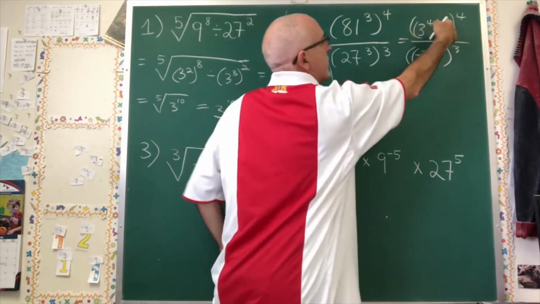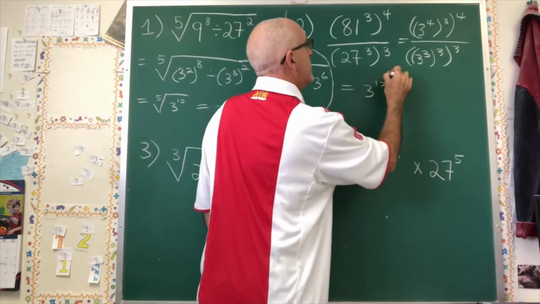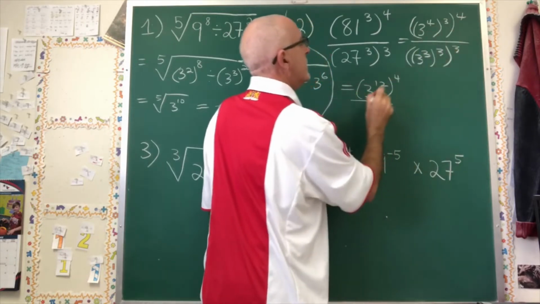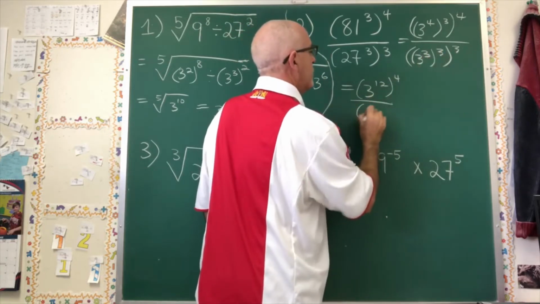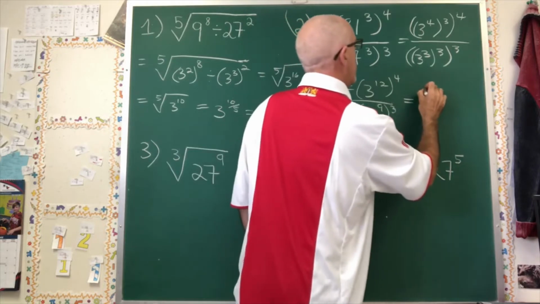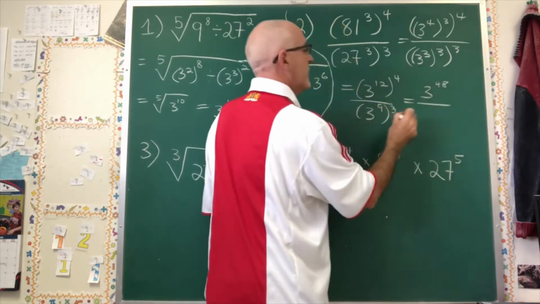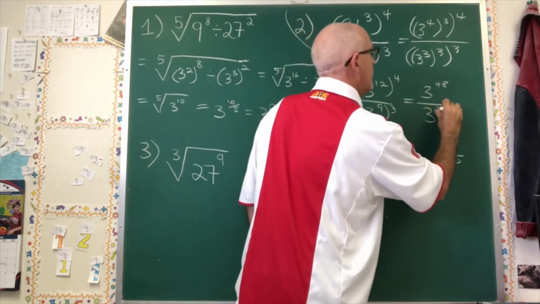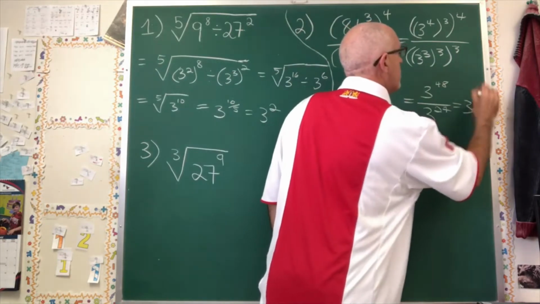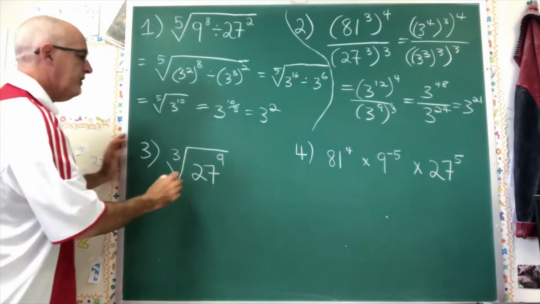Now we have 3 to the 4 to the 3. Power to a power, I multiply, so I have 3 to the 12, which is still being brought to the power 4, over 3 to the 3 to the 3, which is 3 to the 9. Still to the power of 3. Now we have 3 to the 12 times 4, which is 48, over 3 to the 9 times 3, which is 27. I'm dividing, so I subtract the exponents, and I have 3 to the power of 21 as my answer for number 2.